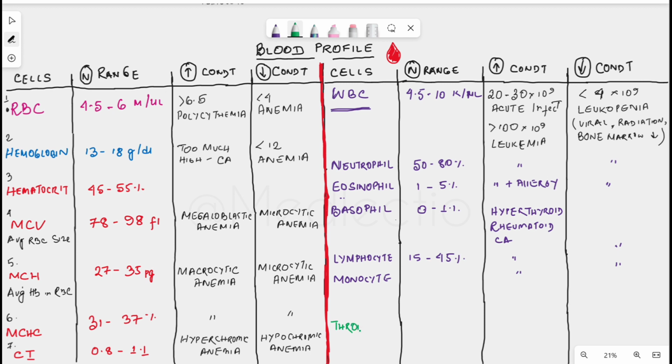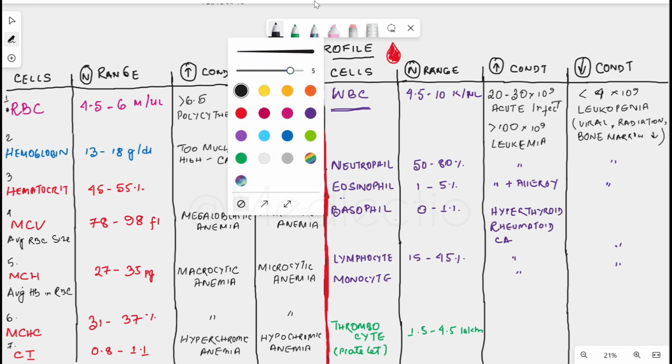Okay, then we have the thrombocytes, which we also call platelets. They are responsible for your blood clotting. The normal range is 1.5 to 4.5 lakhs; in India it's 1 to 3 or 4 lakhs, you can say.